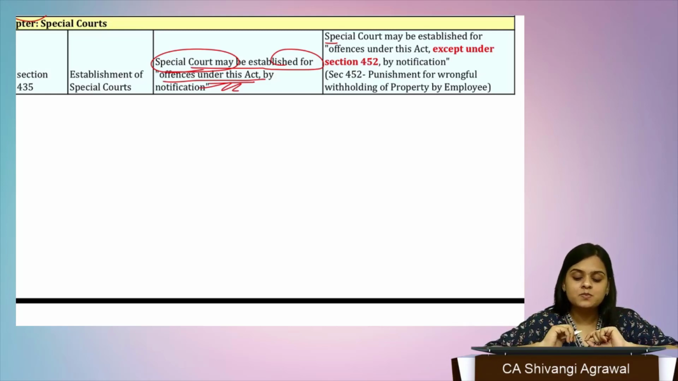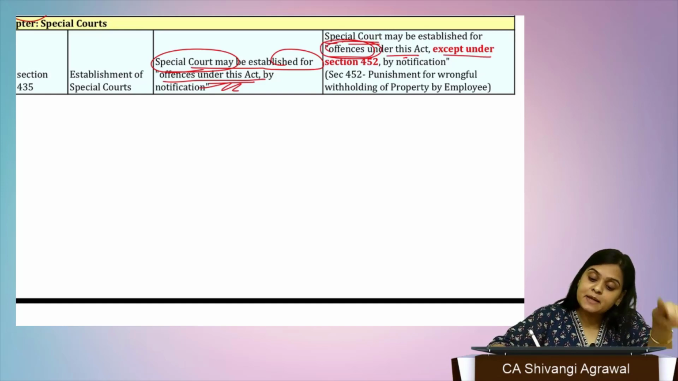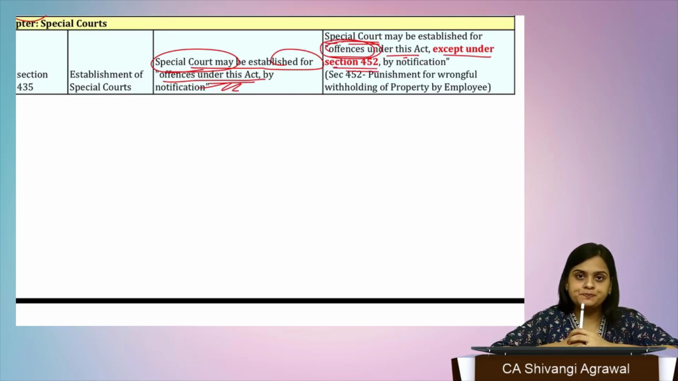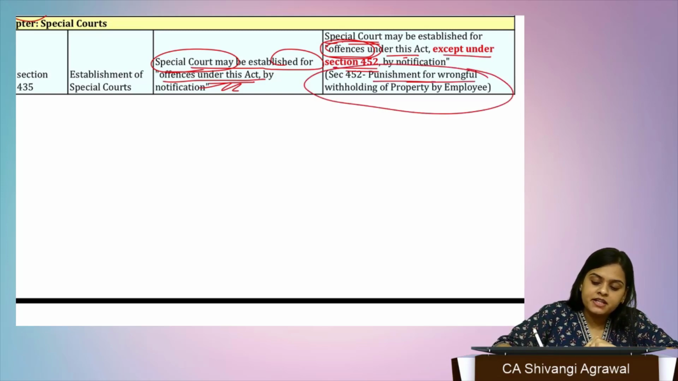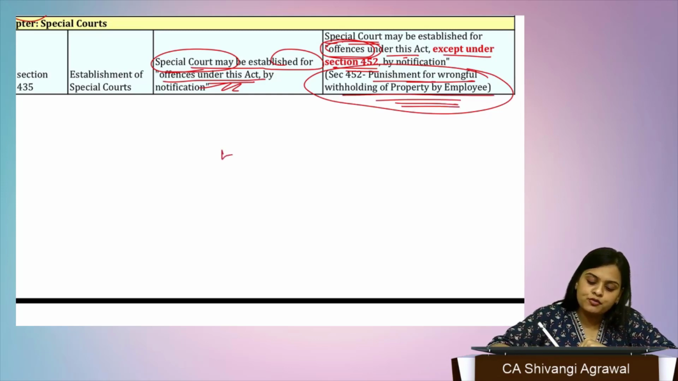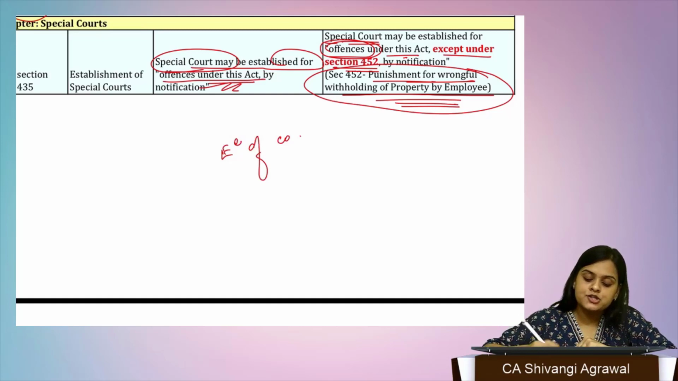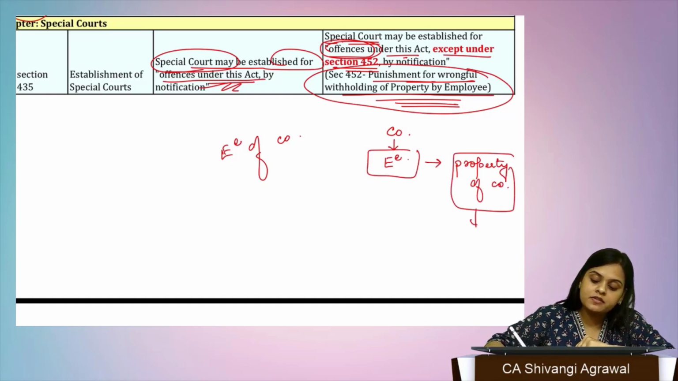But now there has been amendment. What is the amendment? That special court can be designated or established for all the offences under the act, but except under section 452. What is section 452? I have written over here, which is punishment for wrongful withholding of property by employee. Employee of whom? Of course, when we are talking about company, employee of company only. So there is a company, company's employee has some property. Property of whom? Property of company, but the employee is not returning the same.